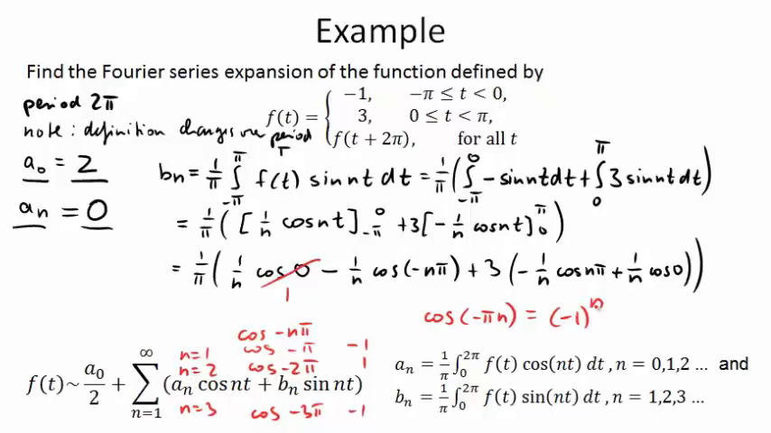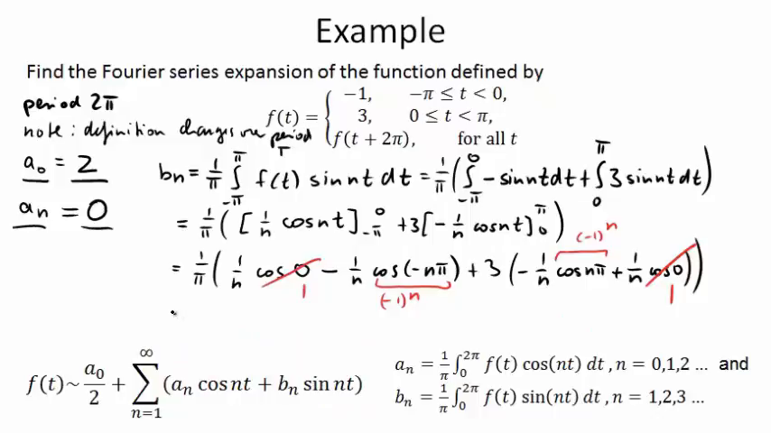So I will make a note of this. This thing is going to be minus 1 to the power of n. Now we've also got cos n pi here, and as it turns out, that is also minus 1 to the power of n. And of course we've got another cos of 0, which is 1. So let me tidy this up to simplify in a moment.